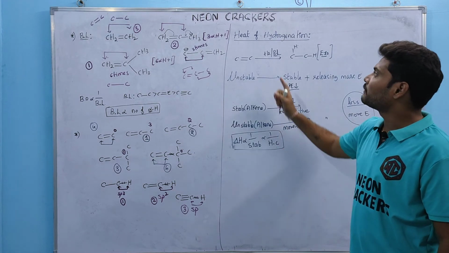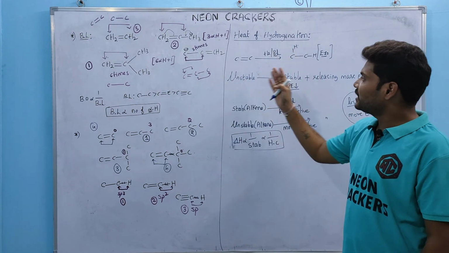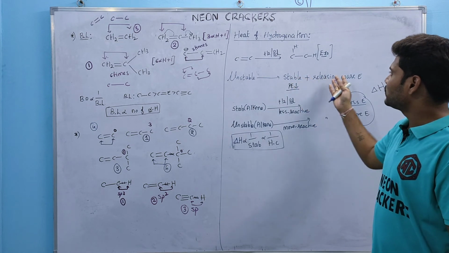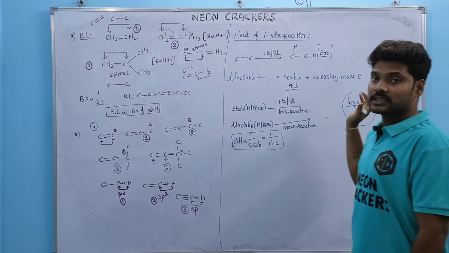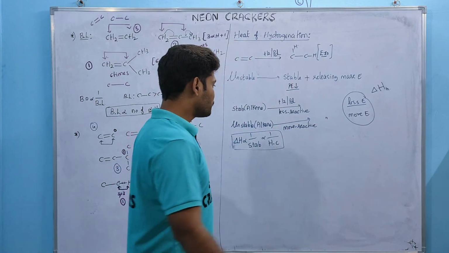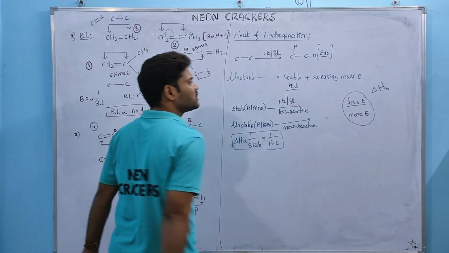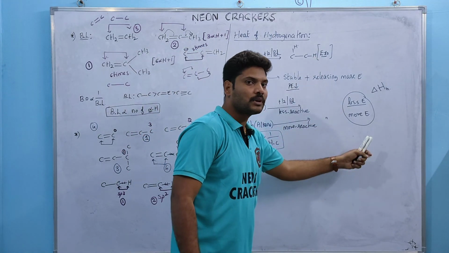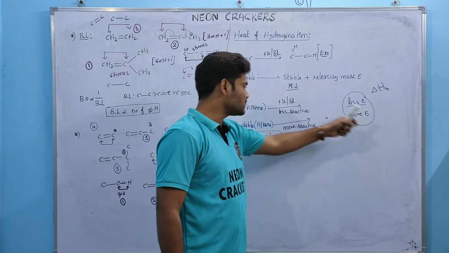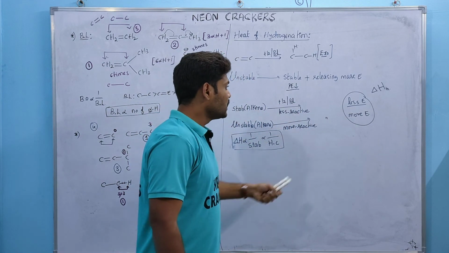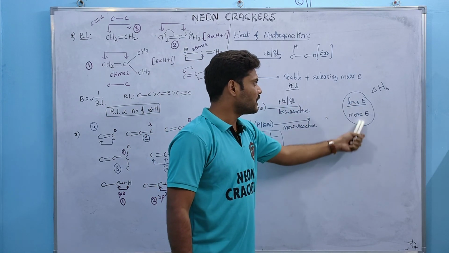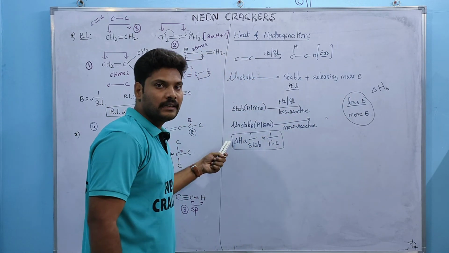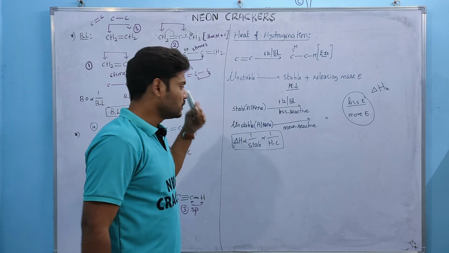So this is the phenomenon of heat of hydrogenation. If an alkene is unstable, it readily undergoes reduction to form a stable product, releasing more energy to the surroundings, that is exothermic. Heat of hydrogenation is always exothermic, but depending upon the substrate, sometimes it gives less energy, sometimes more. Practically, if you get different values, based on these values you may guess whether the alkene is stable or unstable.